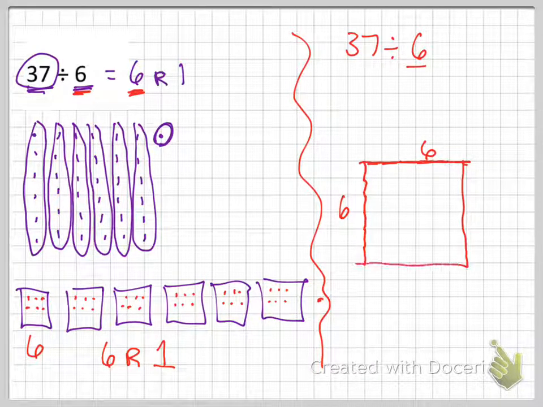And let's complete it. So we've got 6 and 6, but we had 1 left over. So 6 times 6 is 36, but this is 37. So one of these is left over that does not belong in the group. So that's our area model. And there we showed 2 different ways. This would be measurement division, and this is partitive division.